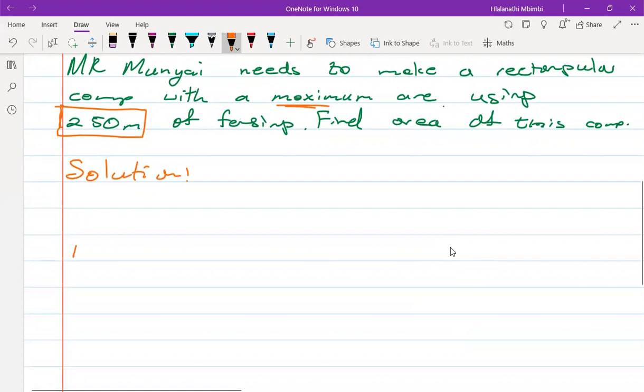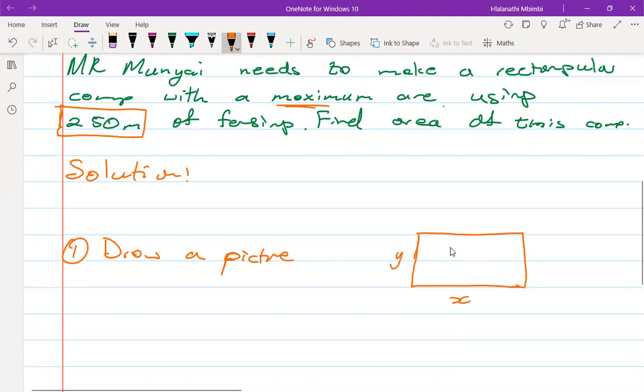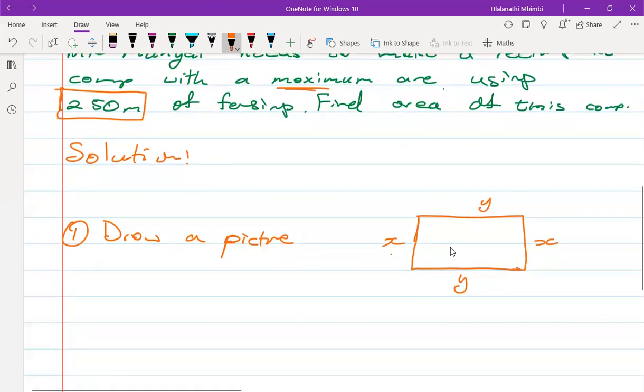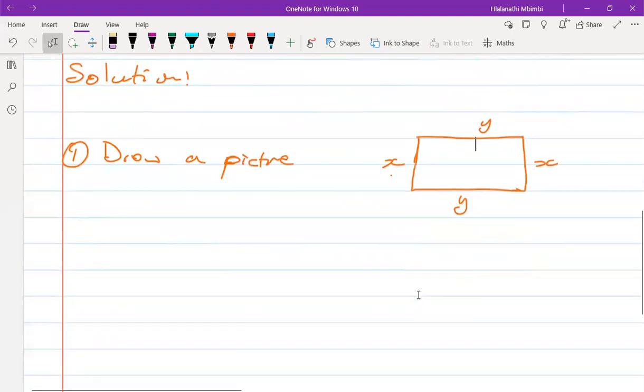So the first thing is draw a picture, right? First thing is draw a picture. So he needs to make a fencing, and they told us it's a rectangular one. So he can choose this to be X and this to be Y. Say this is Y, this is X, this is X, this is Y. Anyway, first of all, just draw a picture.